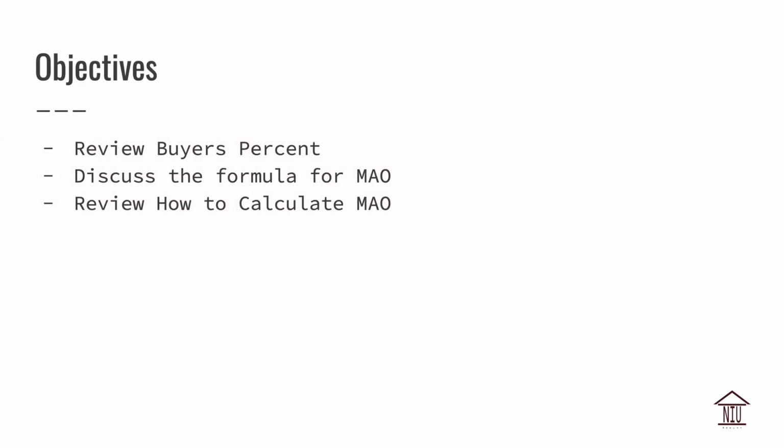Our objective for this section is to review buyer's percent, discuss the formula for MAO, and review how to calculate the maximum available offer.